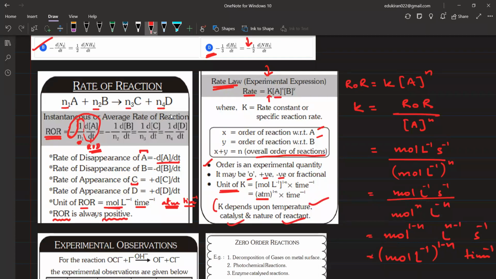Now, K only depends upon temperature, catalyst, and nature of reactant. If you change the temperature, K will change. If you add a catalyst, the catalyst is going to be another reactant. It is not getting consumed, but it is taking part in the reaction, and that is why it will change the course of reaction and change the K of the reaction. Similarly, if you change the reactant, obviously the rate of reaction will change.